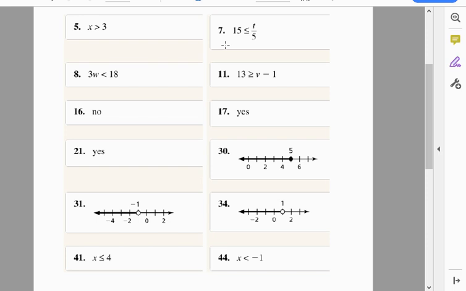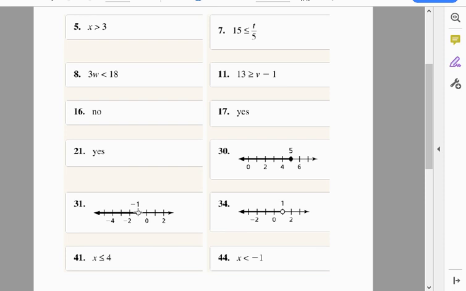16 is not a solution, doesn't work, not true. 17 is a solution, it's true. 21, yes, is a solution, it's true. 30, you're graphing, I don't know what the variable was, but it's less than or equal to 5. 31, you need the values that are just less than -1.